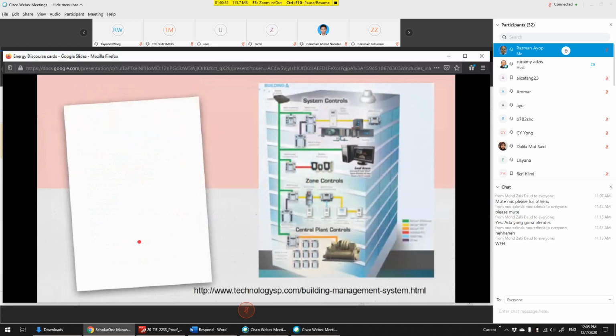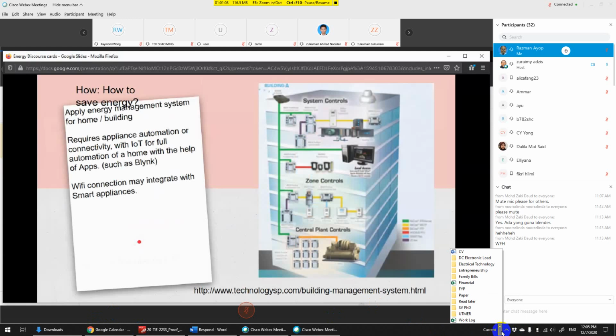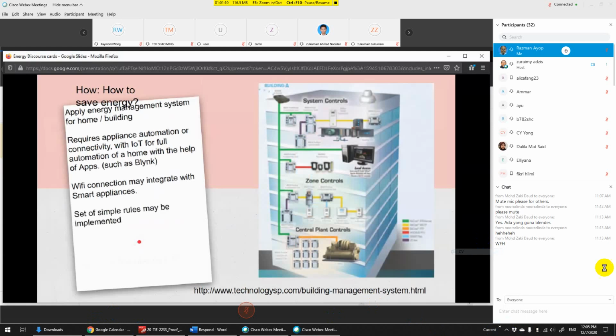Okay. So next, how to save energy: apply an energy management system for home. If you can use IoT now with a Blink, and most homes have Wi-Fi and most appliances are Wi-Fi connected, so you can control them through your handphone. A set of simple rules may be implemented. Maybe you can turn on the aircon before you reach the room, or maybe you can turn off the aircon when there's no movement and so on.